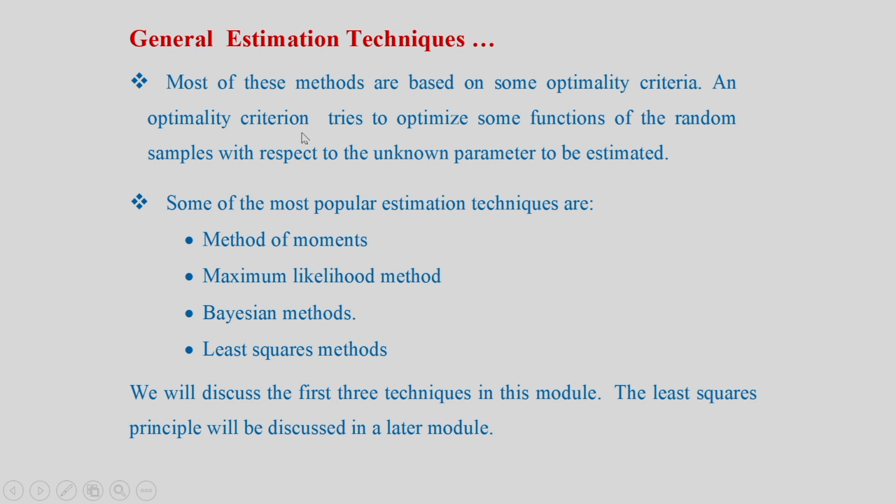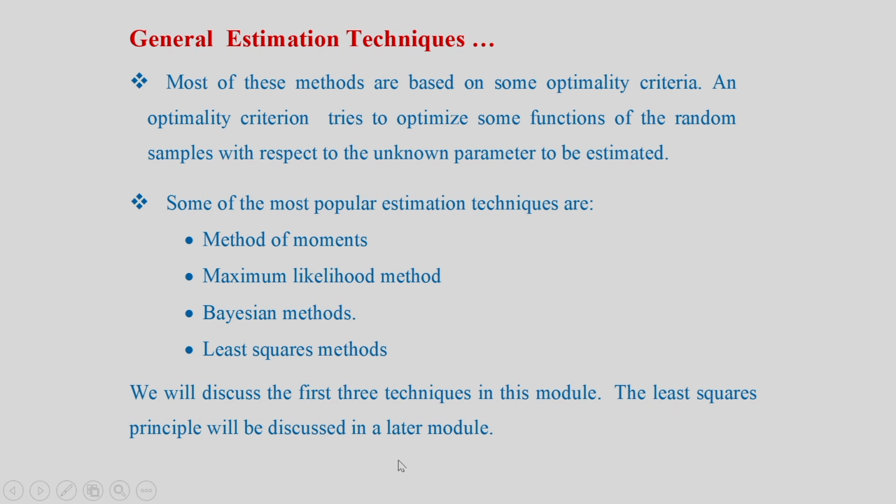An optimality criterion tries to optimize some functions of the random sample with respect to the unknown parameter to be estimated. Some of the popular estimation techniques are method of moments, maximum likelihood method, Bayesian methods, least squares methods. We will discuss the first three techniques in this module: method of moments, maximum likelihood method and Bayesian methods.